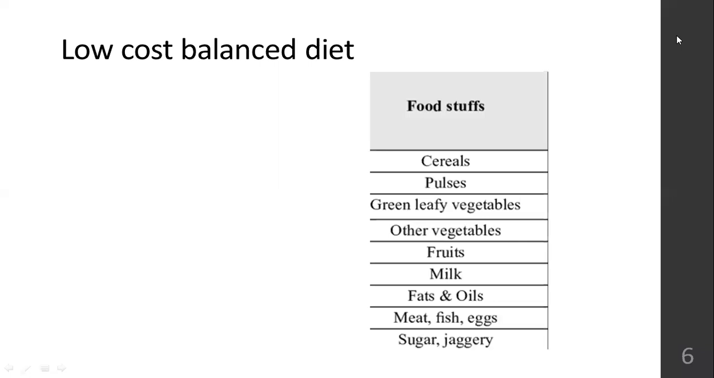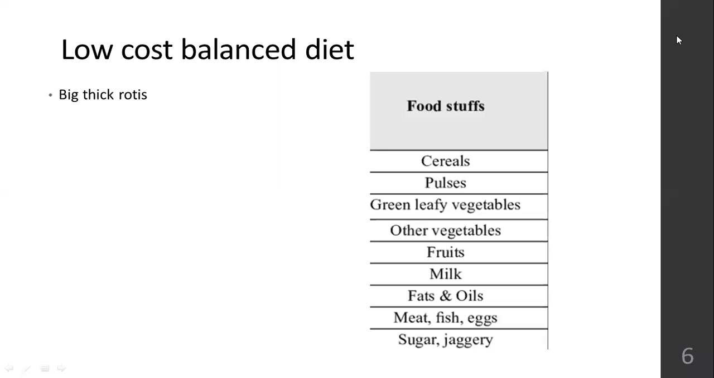Then we have the low cost balanced diet. This is for low income groups. If you come across a family who is on a budget, and you have to make a diet plan, a menu plan for them, what kind of guidelines can you give them so that they get their balanced diet, they get all the nutrition, but at a low cost?